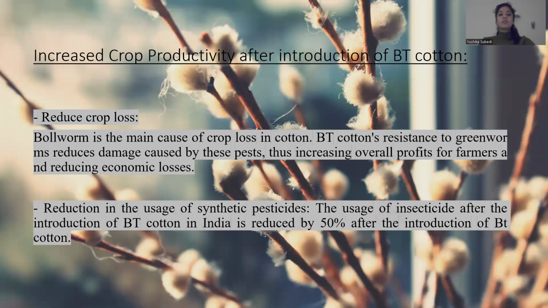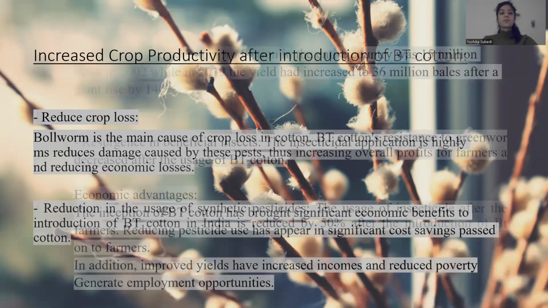In some scenarios, the farmers have totally stopped the uses of insecticides after the introduction of Bt cotton, which has also reduced costs and minimized the environmental impacts. The other one is the reduction in the uses of synthetic pesticides statistics. The uses of insecticide in India was reduced by 50% after the introduction of Bt cotton. The introduction of Bt cotton in India happened in 2002.